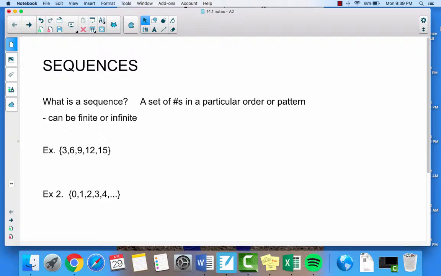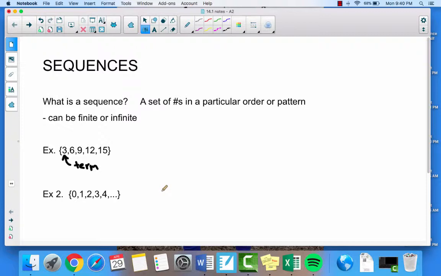So I've got an example of each. Example 1 is the finite example because we stop at the 15. And example 2 would be an infinite example because it stops at 4, but then notice we have the 3 dots. That means it's going to continue on in that pattern. Each individual item here is called a term. So this would be the first term, second term, third, fourth, fifth, and so on. And obviously these can have infinitely many terms if they go on forever.